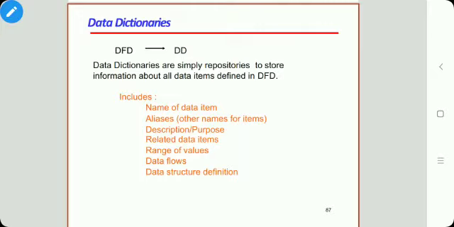Families of DFDs can become quite complex because we are arranging these DFDs in different levels, level 0, level 1, level 2, and we are increasing the complexity. So one way to manage this complexity is to augment the DFDs with a data dictionary. Augment means extend. We can extend the DFDs with the data dictionaries.